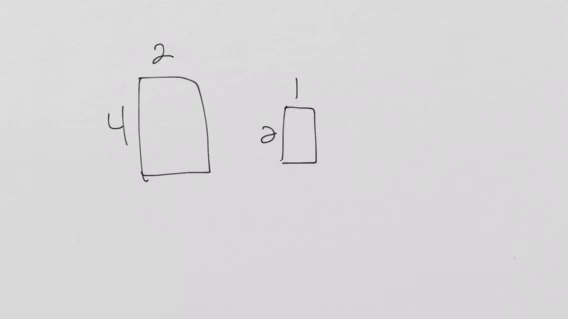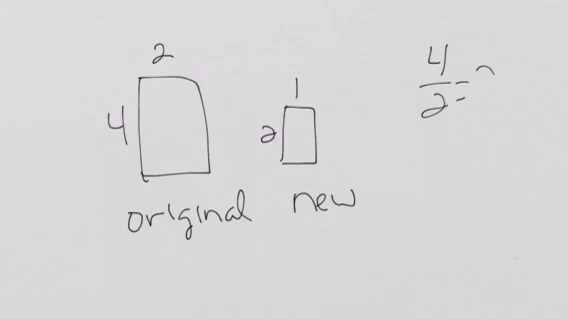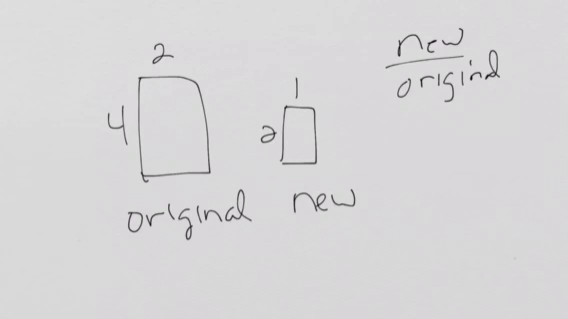Okay, let's look at this one. If we do the original and we compare it to the new, well, we could just do 4 over 2 equals 2. Or no, that's not right. You must do the new over the original. Okay, that's important. You can't just do it in any old order. So the new is 2, the original is 4. So there's a scale factor of 1/2, meaning each side will be 1/2 as big.